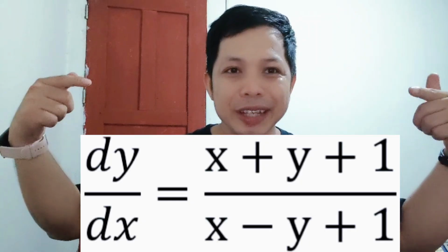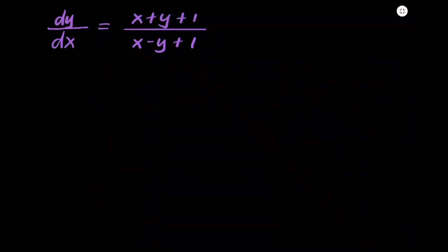Let us solve this tricky differential equation step by step in an easy to follow way. So the given differential equation is dy/dx equals (x + y + 1) over (x - y + 1). At first glance, this looks complicated because of the plus 1 terms, right? And separation of variables is not applicable. But with the right substitution, this problem will become a homogeneous differential equation.